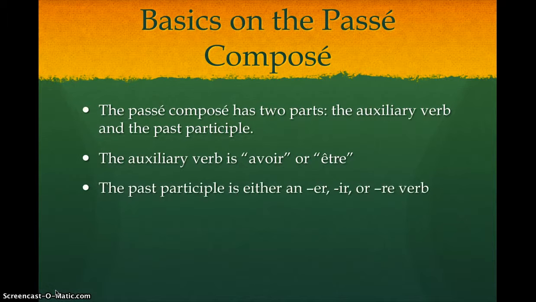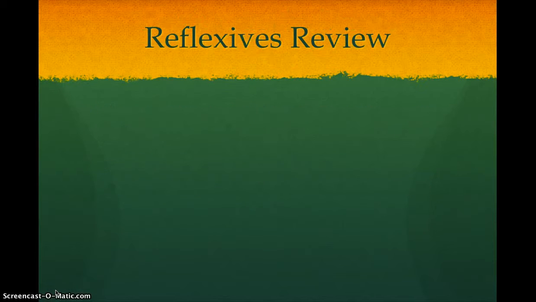The past participle is either an ER, IR, or RE verb that's been changed. Remember the ER drops off and you have the E with the accent, IR drops off, you have the I, and then RE drops off and it's replaced with a U. And of course, irregular verbs are an entirely different thing.